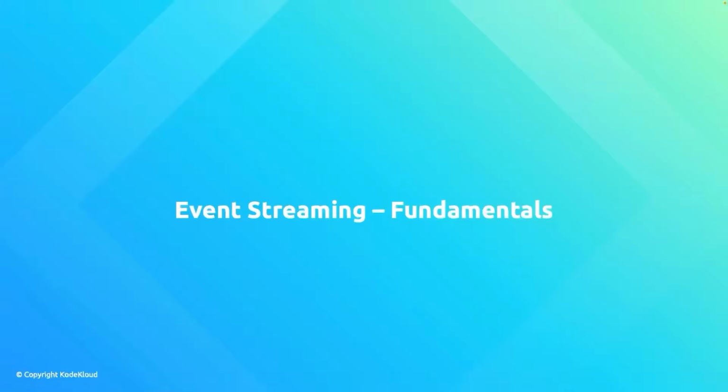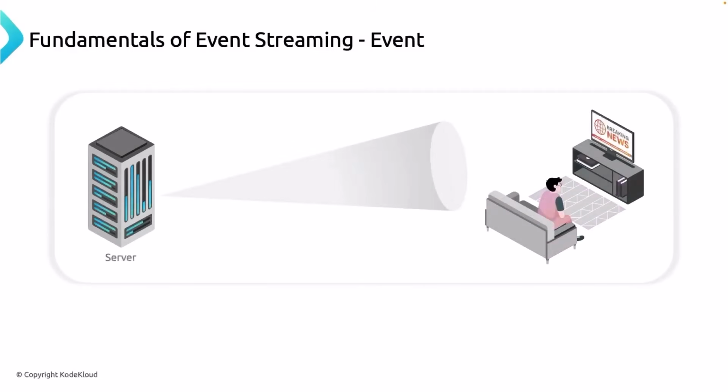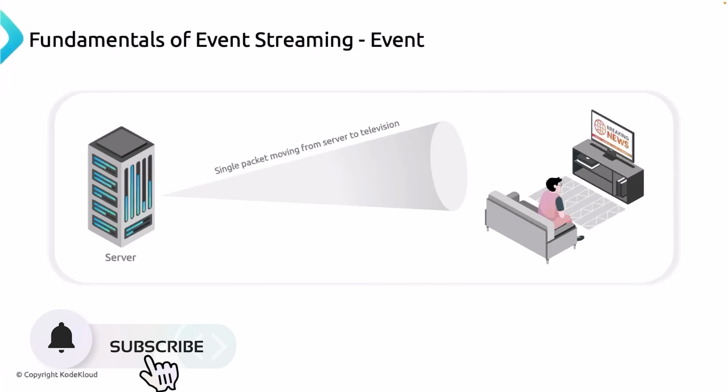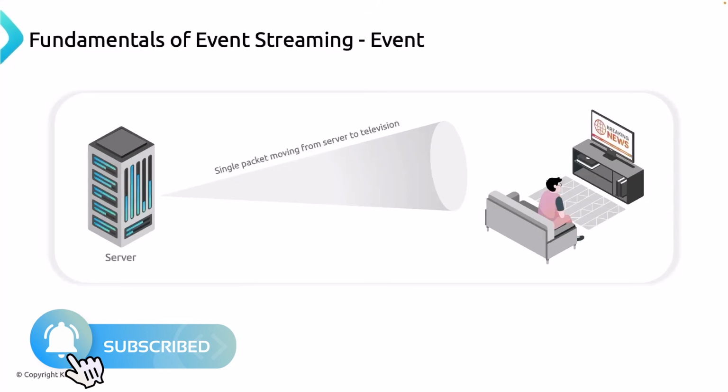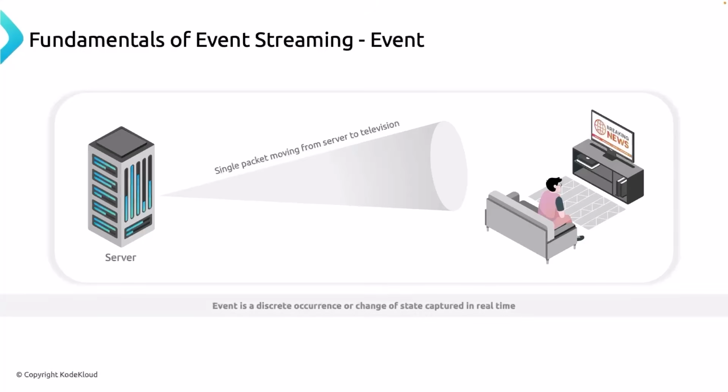We'll start with a very simple example. Let us say that you're watching the news on your TV. What is happening here? A particular event is getting sent to you over a network so that you can watch it. Now, how would I define this event? I would define the event as a record of an occurrence or happening, often represented as a key value pair when it comes to Kafka.